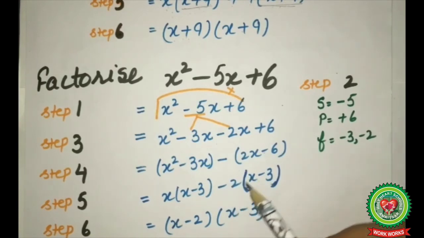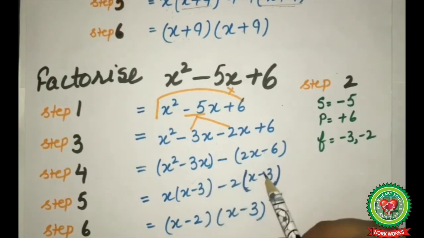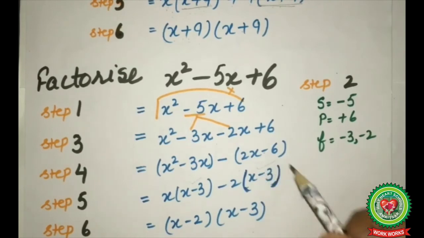Now again, in this sum, both the brackets are the same. So we are going to write the final answer as (x minus 2)(x minus 3). Let us discuss some more examples based on this topic.